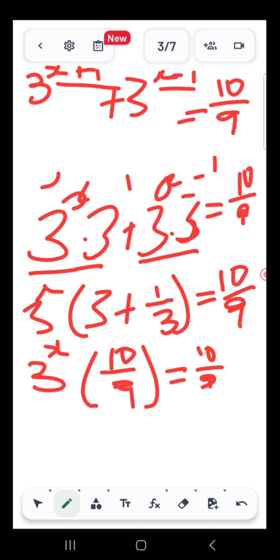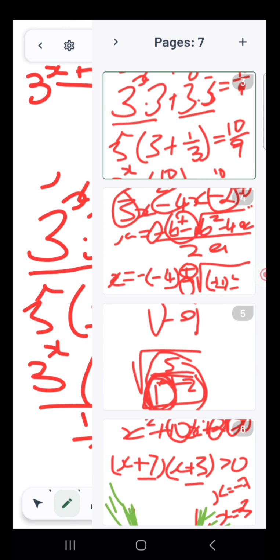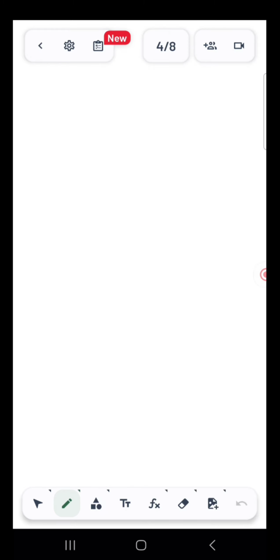I'm sorry, I made a mistake. It's 10 over 3, which is equal to 10 over 9. And then we want 3 to the exponent of x to be alone. So we divide here by 10 over 3. We also divide here by 10 over 3. And then you divide both sides by 10 over 3 on your calculator. And then the answer becomes 3 to the exponent of x is equal to 1 over 3.